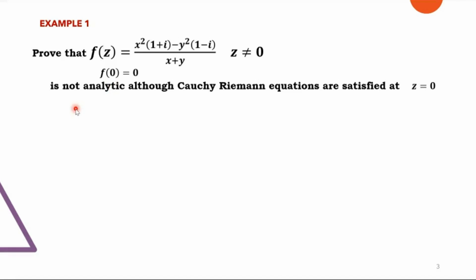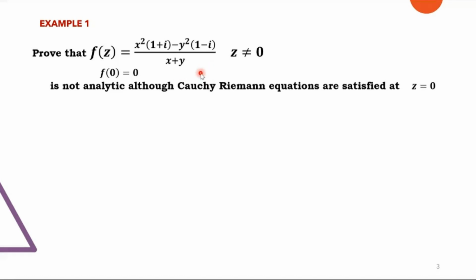And you have to show that CR equations are satisfied only at one particular point, but the function is not differentiable. Analytic matlab differentiable. You have to show that CR equations are satisfied at z equal to 0, but the function is not differentiable at z equal to 0. Okay, there are some problems based on this concept. तो पहला क्या है कि f of z will be defined in two intervals. ताकि हम यूज कर, ये जो मेथड हम लोग यूज कर रहे हैं, this is mainly for the function when it is defined in two intervals.